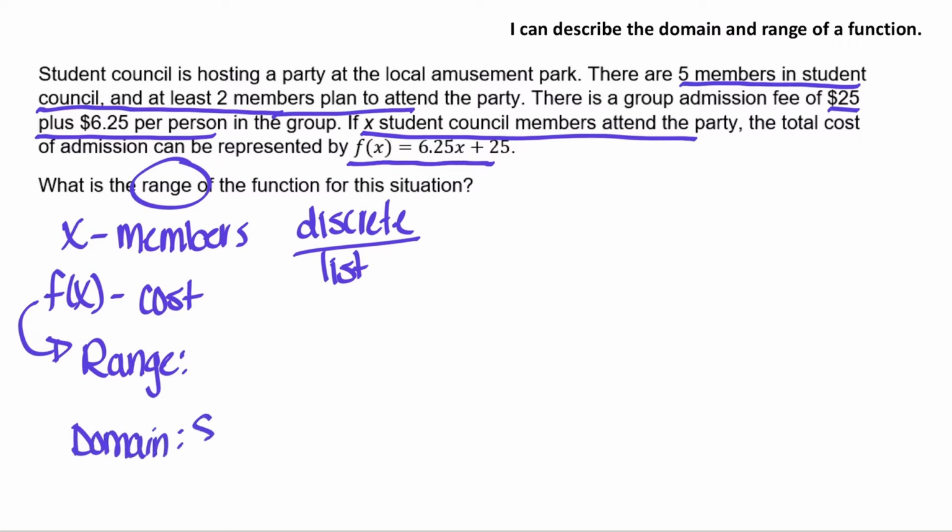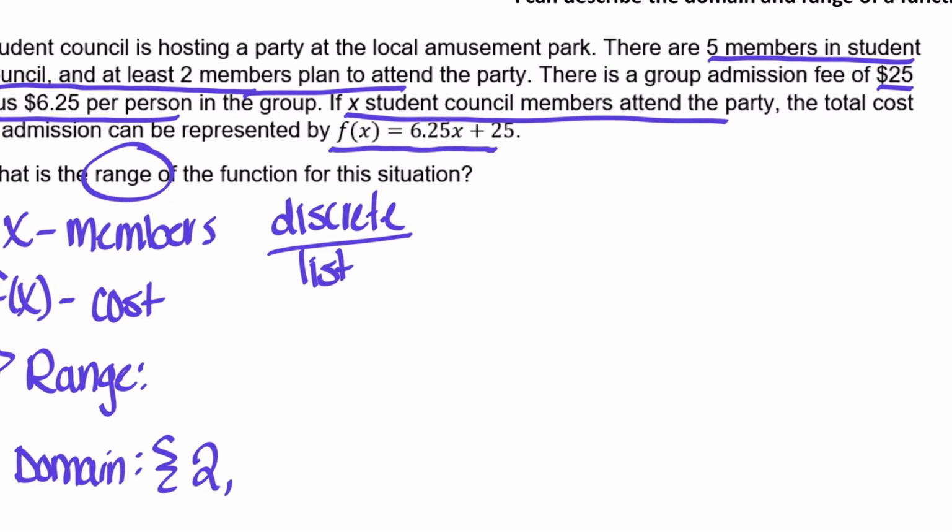So when we write the domain, the lowest number of student council members we can have is 2, right? Because at least 2 attend. Then we can have 3, 4, or 5 members.